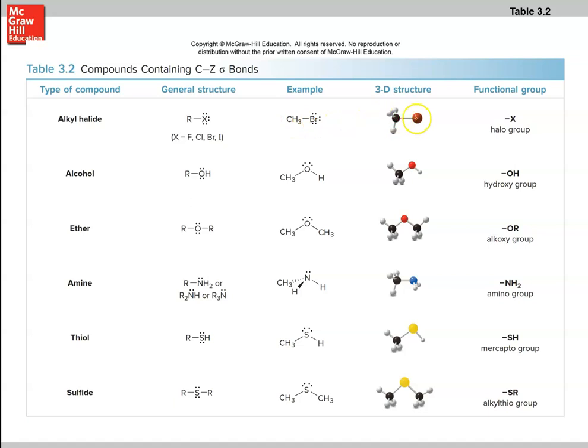And you can see the three-dimensional structure. Since the bromine has these three lone pairs, it's kind of on the end, and then it's attached to a carbon that is tetrahedral in shape, sp3 hybridized. So we have those four sp3 orbitals, using those to make bonds to 3 hydrogen and 1 bromine.